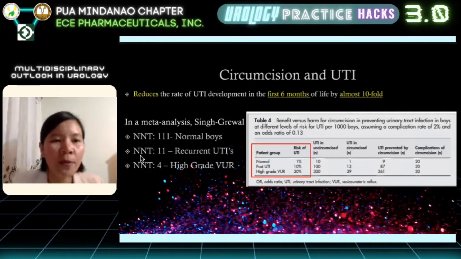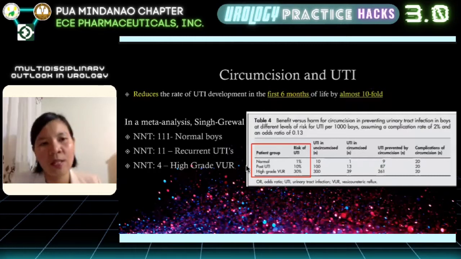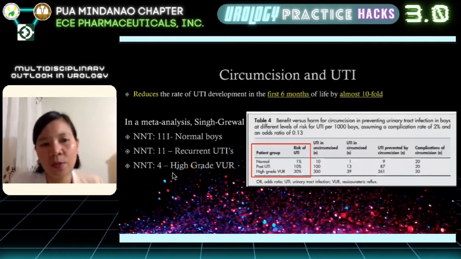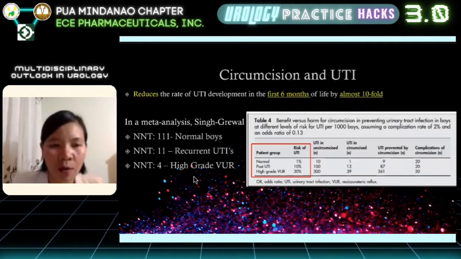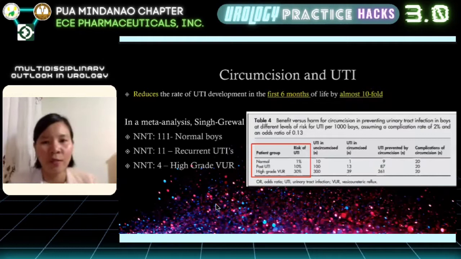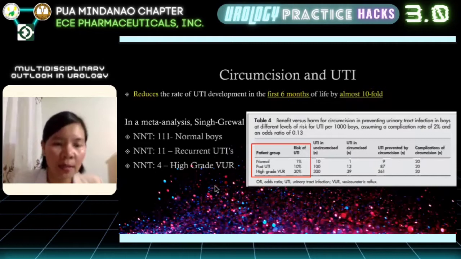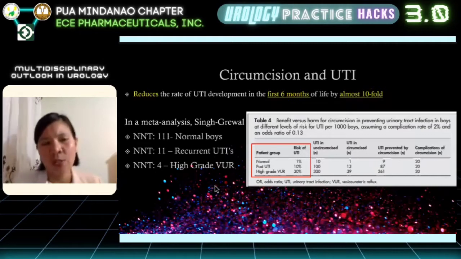The number needed to treat decreases to 11 in patients with recurrent UTIs. And we need only 4 circumcisions to be able to prevent 1 UTI in high-grade VUR. So again, in patients with high-grade VUR and with recurrent UTI, it is more recommended to do early circumcision as compared with normal boys.